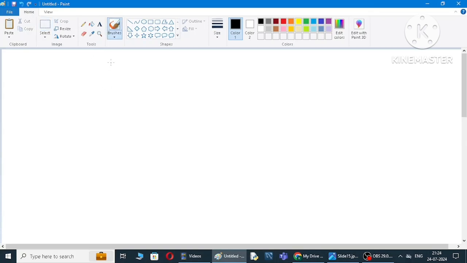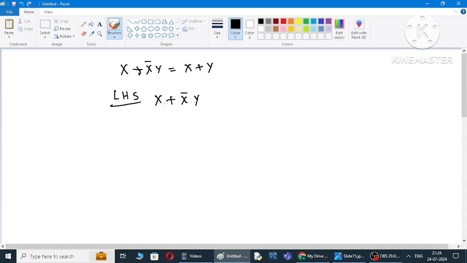Next we'll move on to the proof of the third distributive law. The third distributive law states that x plus x bar y is equal to x plus y. Now consider the left hand side, x plus x bar y. Now if you observe this, there is no way to cross multiply or take anything commonly outside. There is no way to reduce this. So I am going to increase this term. This x can be written as x dot 1 so that the value doesn't change. According to the property of 1, 1 dot x is x, right?